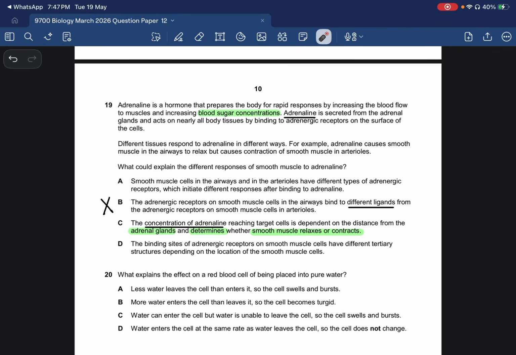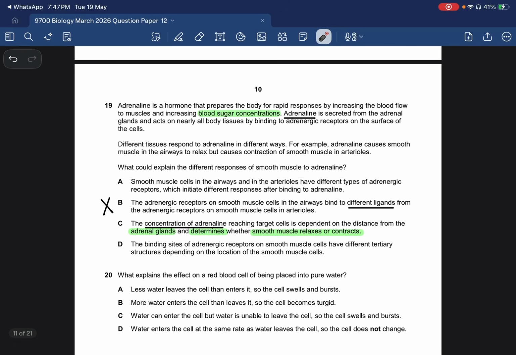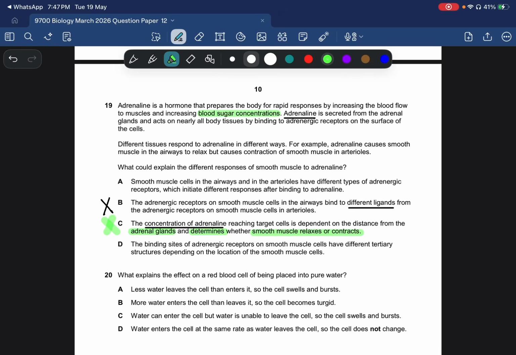Imagine if the airways were closer to the adrenal gland. Then that would have meant that there would have been more adrenaline reaching the airways. So does that mean that the airways would have contracted and you would have choked? Of course not. This is wrong. C is wrong. This doesn't make sense.